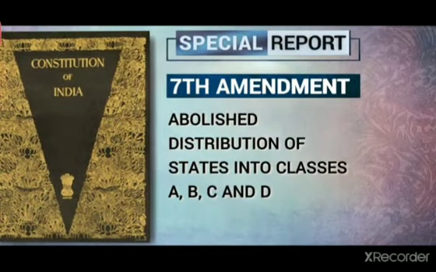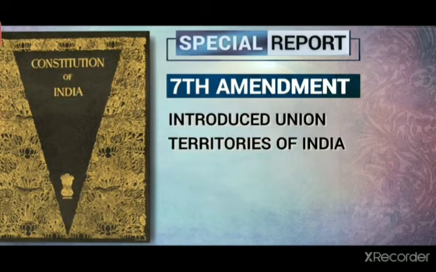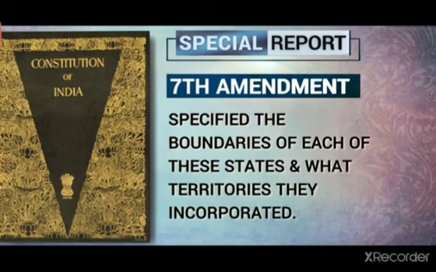In 1956, the Nehru government passed the 7th Amendment, which abolished the distribution of states into classes A, B, C and D and introduced the Union Territories of India. This act listed out all the states: Andhra Pradesh, Assam, Bihar, Bombay, Kerala, Madhya Pradesh, Madras, Mysore, Orissa, Punjab, Rajasthan and Uttar Pradesh, West Bengal and Jammu and Kashmir, and divided them on a linguistic basis as per the States Reorganization Act of 1956. It also specified the boundaries of each of the states and what territories they incorporated.